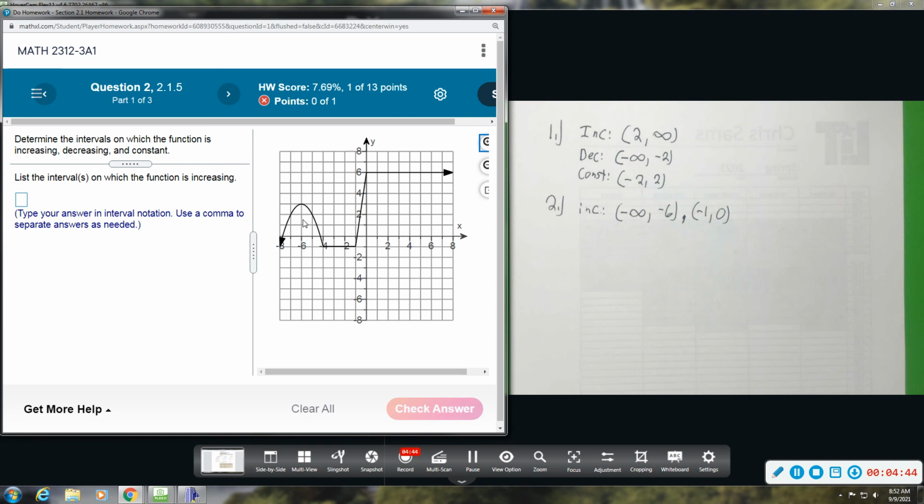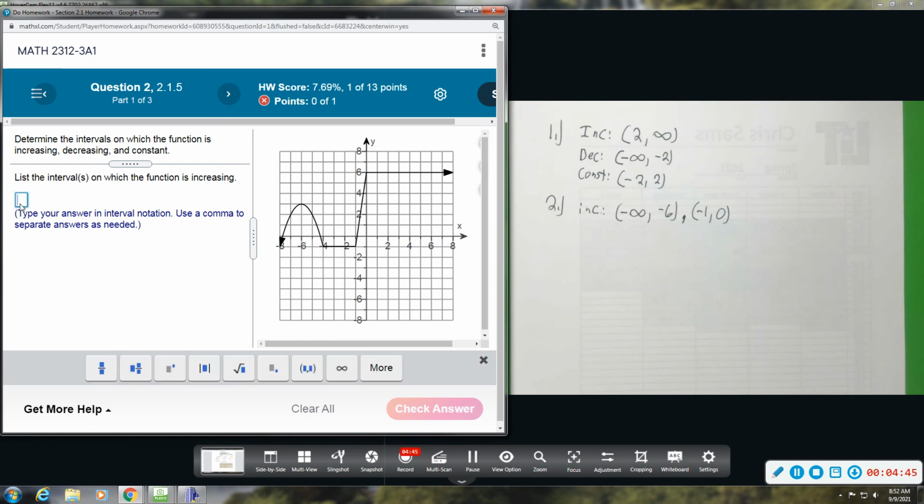Okay. So we have to type the interval this time. So parentheses, negative infinity to -6, and then comma, and then we want to go from -1 to 0.